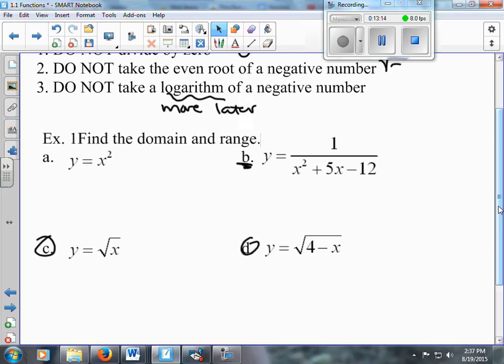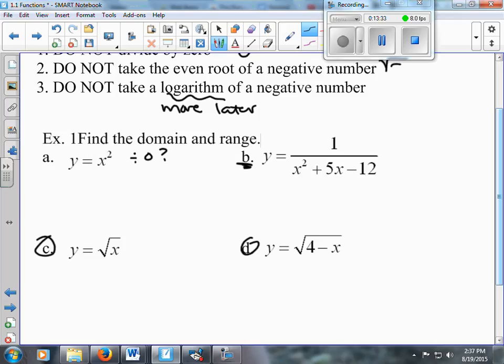In this first example, my very first question is y equals x squared. I need to know the domain and the range. Well, for the domain of this, I need to figure out if I break any rules. Could I divide by 0? No, because there's no division operation in this function.